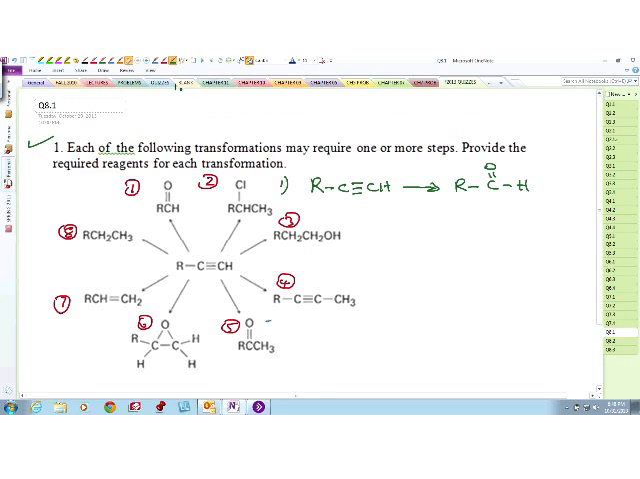So let us do this. These are the kind of things you have to think of in this coming exam, because this is the kind of question you are going to be getting. So that means we need to form an alkene. What reagent will give us an alkene from an alkyne? We have two reagents that will do it. Lindlar, exactly. You could use Lindlar or sodium in ammonia.